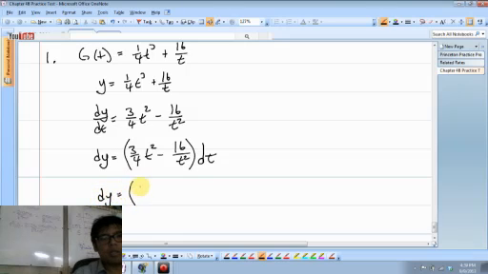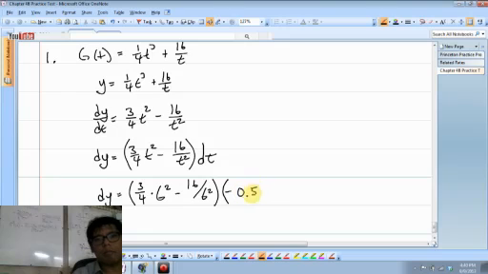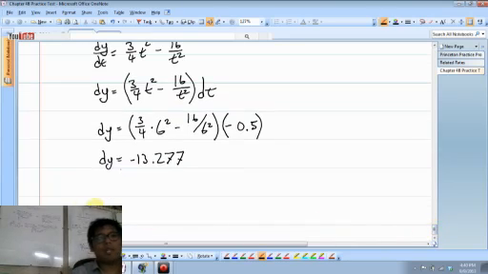Substitute, and you get six squared, and that should give you the answer, which is negative 13.277, unless there's a typo. That's right. That's part A. Part B, tangent line approximation.